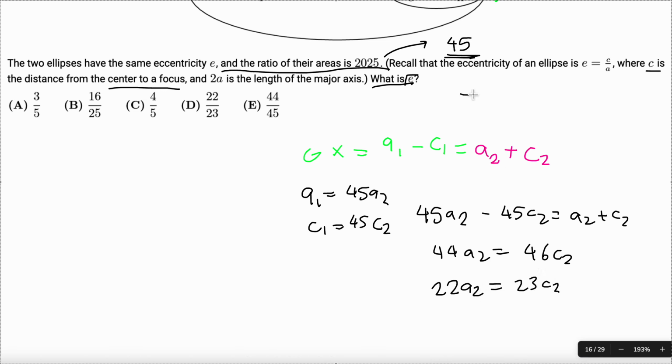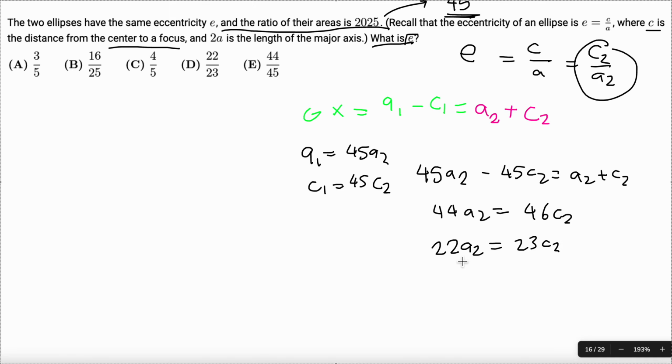And now we want to find the eccentricity, which is equal to C over A, which is also equal to C2 over A2, because that's just how we defined it here. So we have an equation for the ratios. We just need to find C2 over A2. So dividing both sides by A2 and 23, we get C2 over A2 equals 22 over 23, which is answer D.